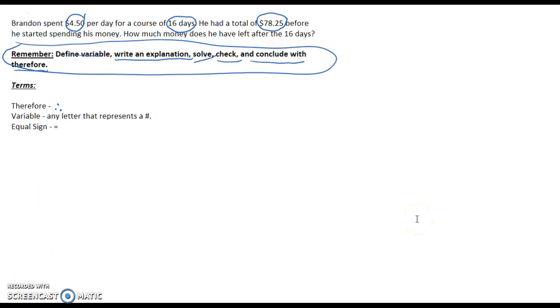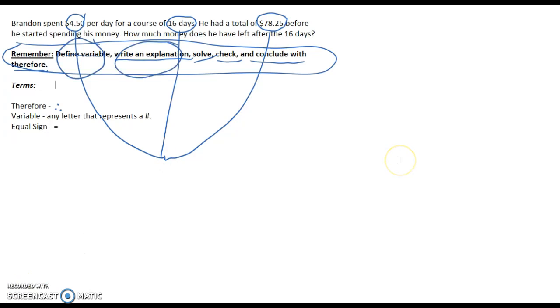So make sure you pause the video, you can go back, and you can rewatch that if you don't understand all of that. Okay, so now we have our 3 important factors right here. So now I'm going to start to define the variable, write the explanation, solve, check, and conclude with therefore. But first, I need to define the variable.